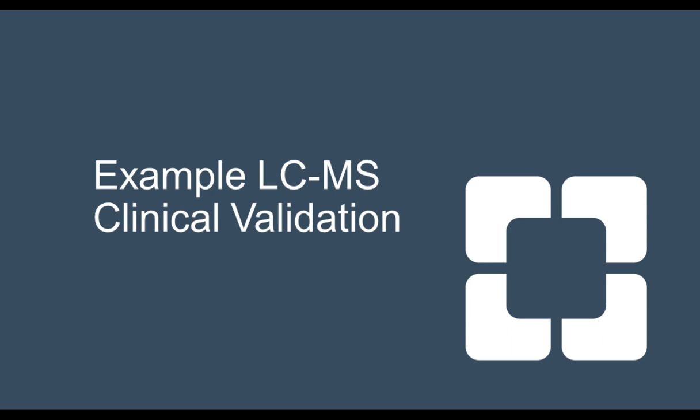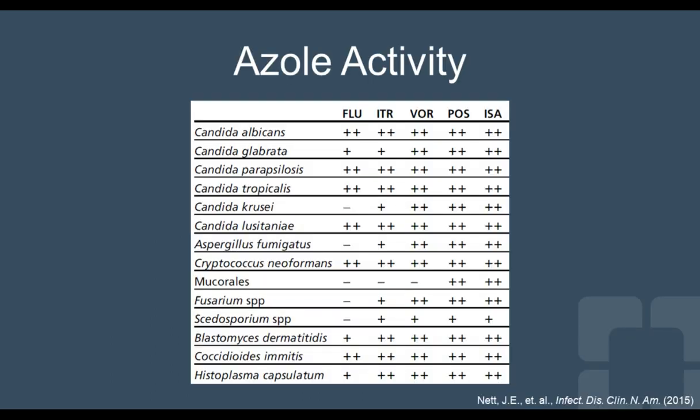Next, we're going to talk about an example of an LC mass spec clinical validation. The example we're going to be using is triazole antifungal drugs. Depicted here, we have 5 triazole medications: fluconazole, itraconazole, voriconazole, posaconazole, and isavuconazole, and all have different antifungal activities to the species listed. These medications are important for invasive fungal infections, which can be deadly for immunosuppressed populations, such as transplant patients.